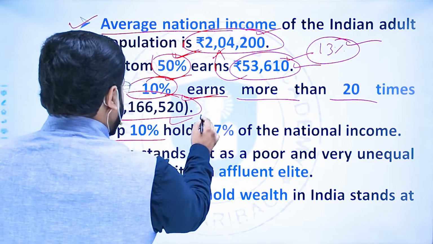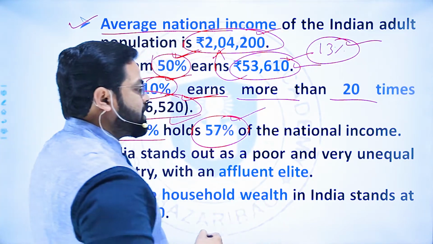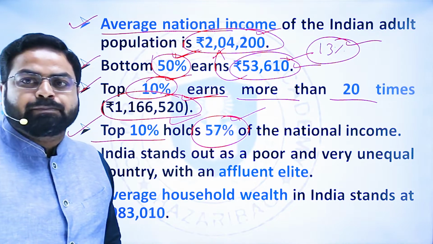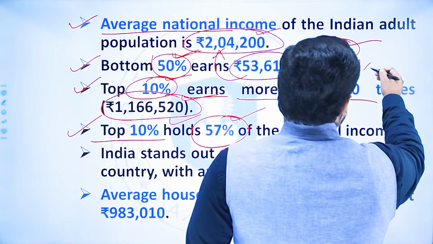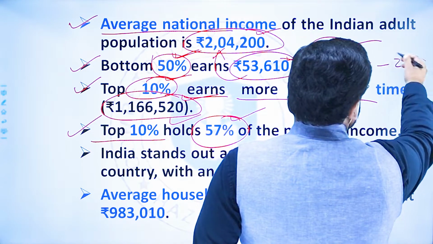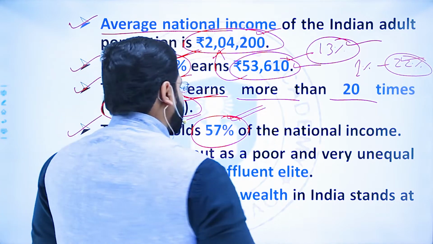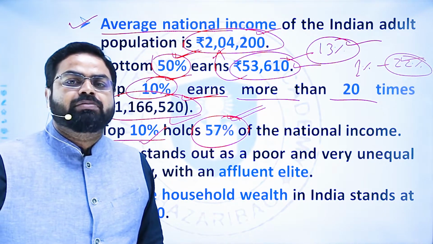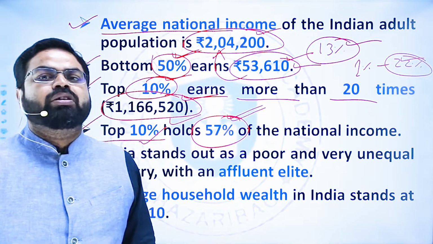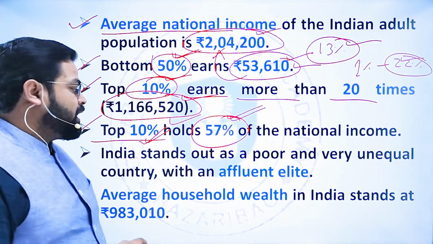And the top 10% holds about 57% of the national income. Like we had said that 1% holds 22% of the national income, but if we talk about the top 10%, then it is more than half, around 57% of the total national income, that is being cornered by the top 10% of the elite population of India.